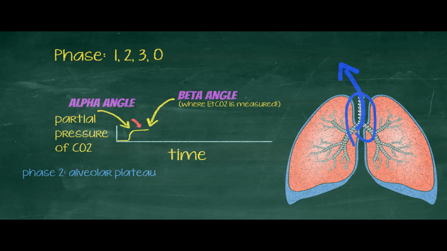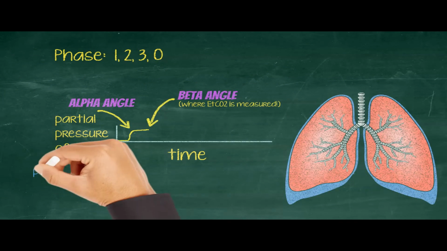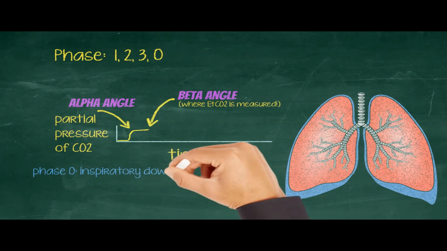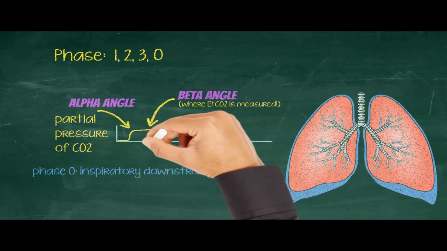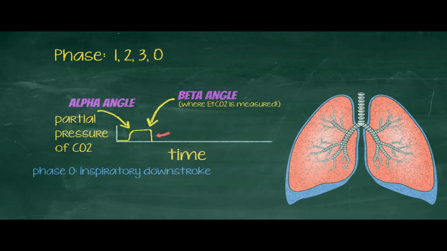Phase 0. Phase 0 is called the inspiratory downstroke, and it represents the beginning of inhalation. It's usually of a very short duration because it doesn't take long for the CO2-laden air in the sampling chamber to be completely replaced by the atmospheric air that the patient is drawing in. It is normal for phase 0 to return the graph to a baseline of 0.